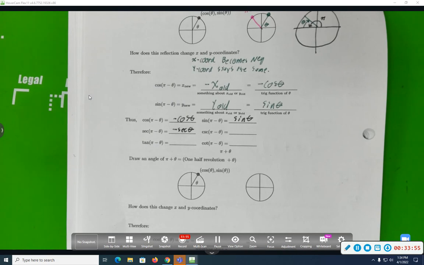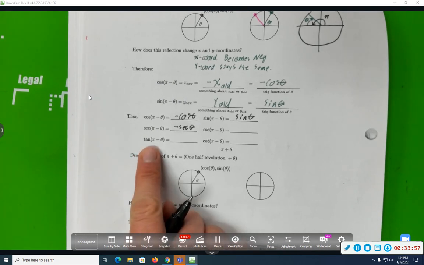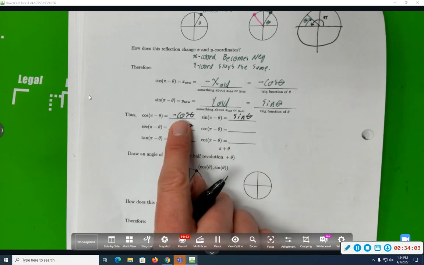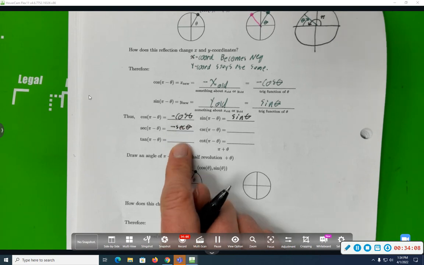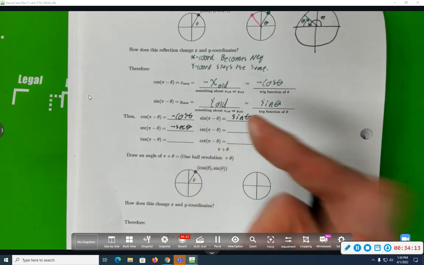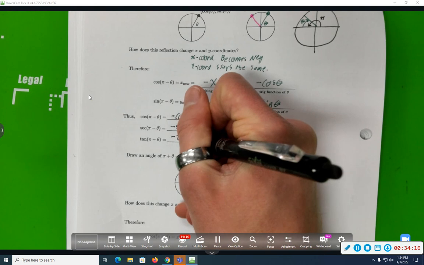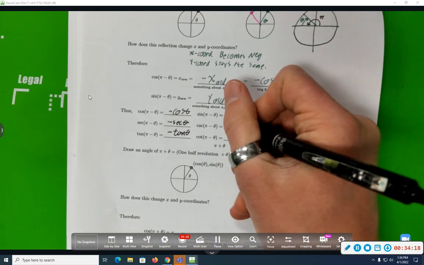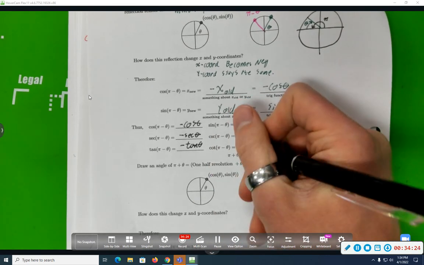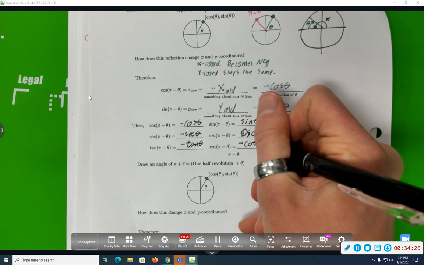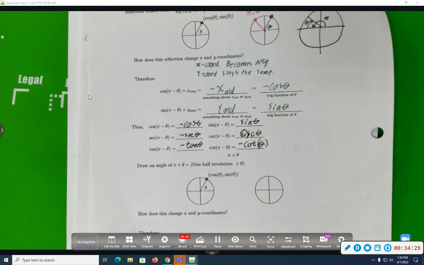Feel pretty good? Groovy. Tangent is sine over cosine. So let's see, it'll become sine over negative cosine. I only see a negative in the denominator. So what's going to wind up going in that blank? Nice. Cosecant, similarly, will just become cosecant. Cotangent of pi minus theta will become negative cotangent theta. That seem pretty okay?